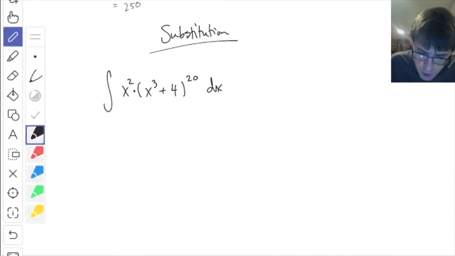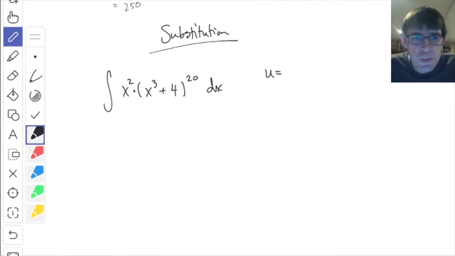You choose the u, and the strategy is you choose the u to be the inside of something, the inside of parentheses, or maybe the inside of an exponent, or maybe the inside of a denominator, the inside of a square root sign, something like that. There's no hard and fast rule when you do the substitution. You just have to try and hope that it works. But in this case, I think it's fairly clear.